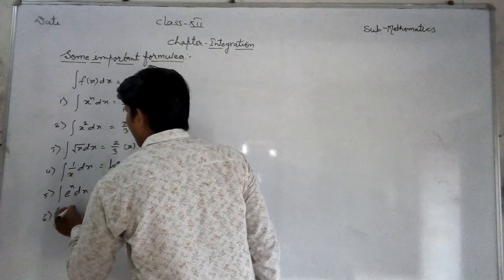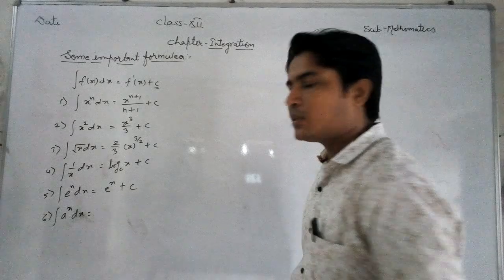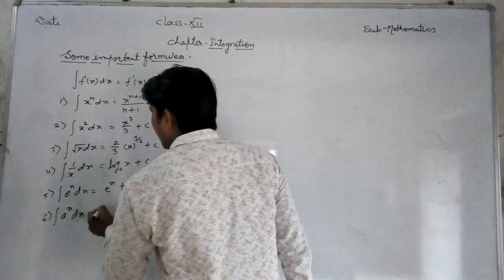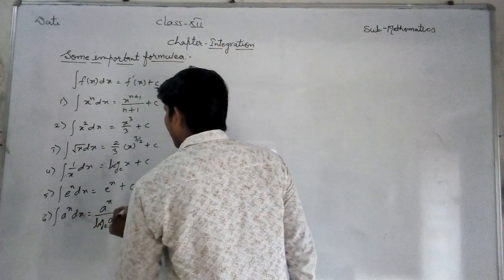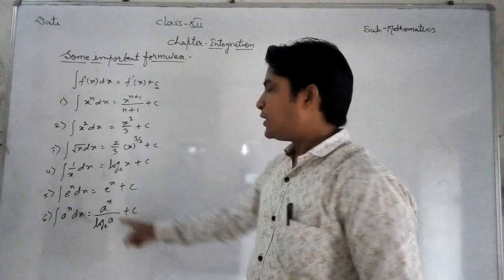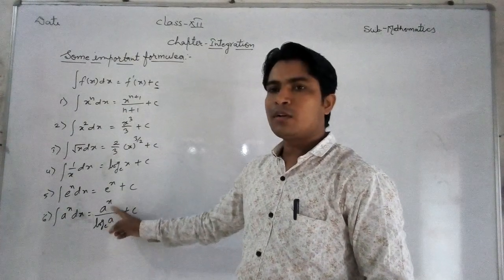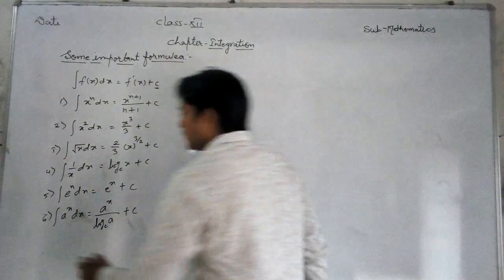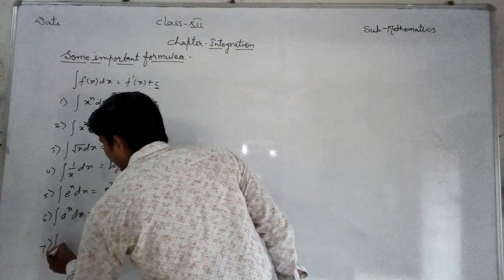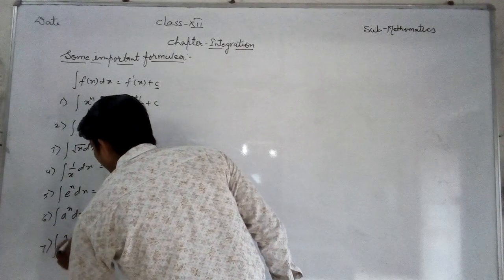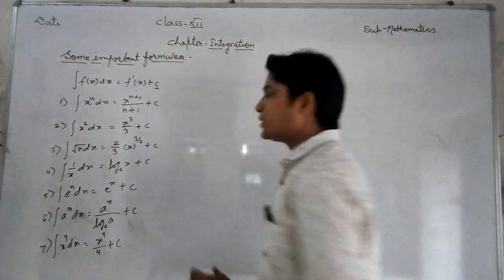Now the integral of a to the power x with respect to dx is a to the power x upon log a. In differentiation we get a to the power x times log a, but in integration we get a to the power x upon log a. Now the integral of x cubed dx is x to the power 4 upon 4 plus c.